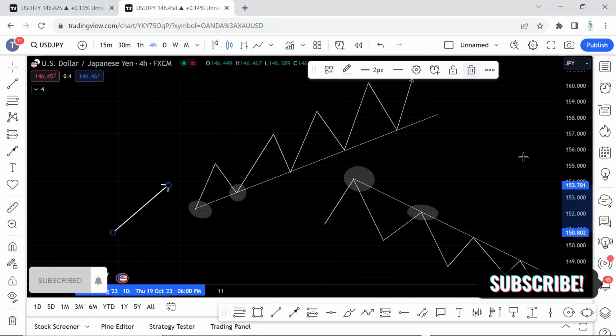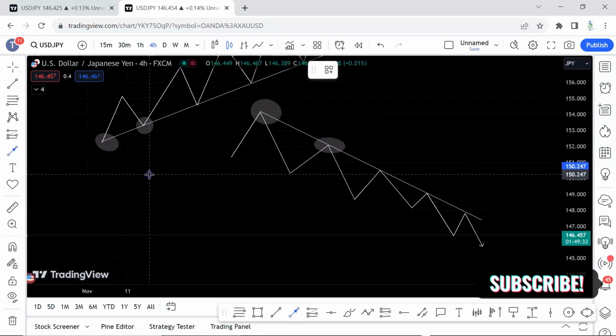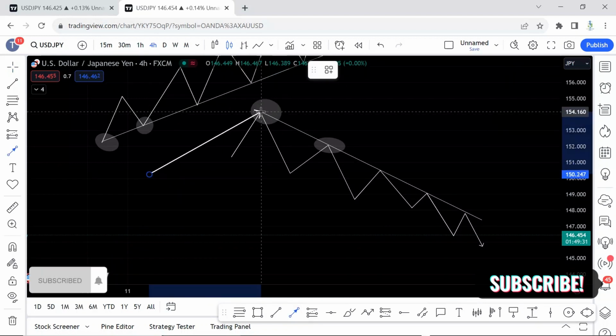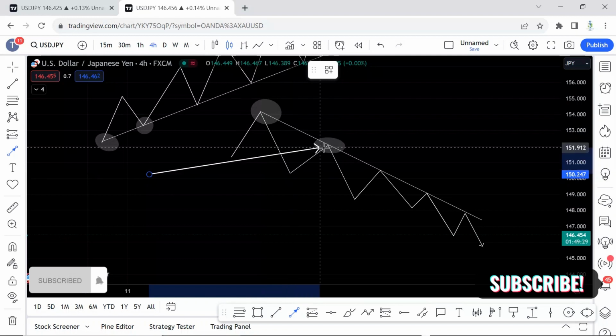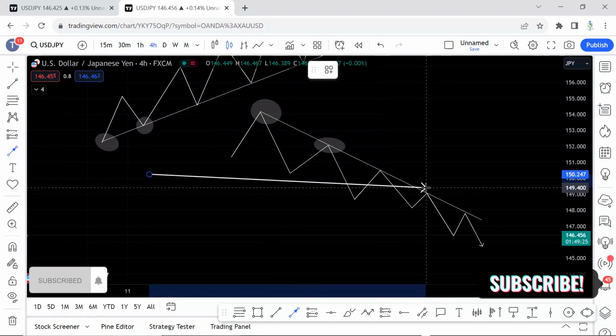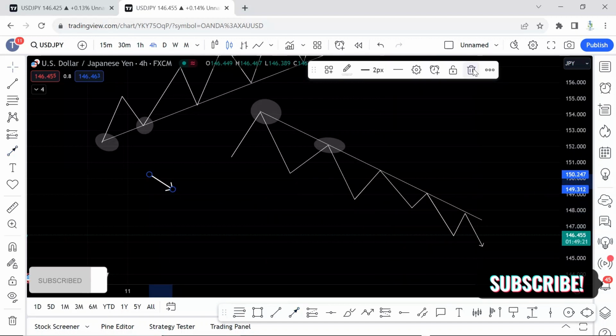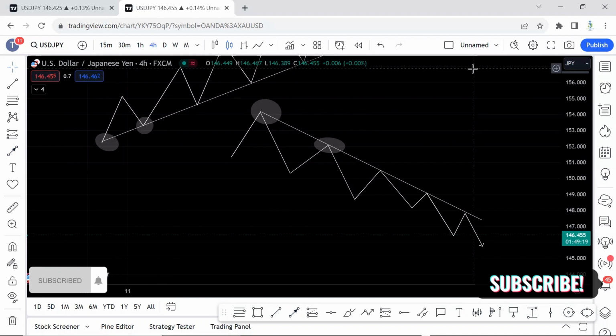And for a downtrend, you see price making lower high, lower low, lower high, lower low, lower high, lower low. That's when you know this market is trending down, which means we are in a downtrend.